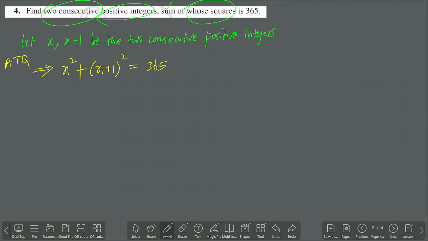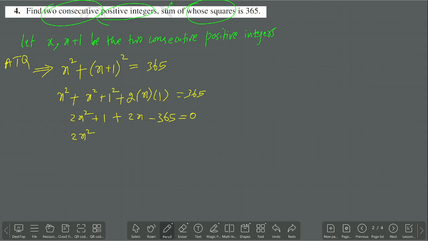Understand? Right. Now here the (a plus b) whole square formula. Just write it here: a square plus b square plus 2ab, in the sense x square plus (x plus 1) square plus 2 into x into 1 equal to 365. After expanding, what am I getting? Now x square plus x square, 2x square. 1 square is 1, and 2x into 1 is 2x. 365 when you bring to the other side, minus 365 equal to 0.